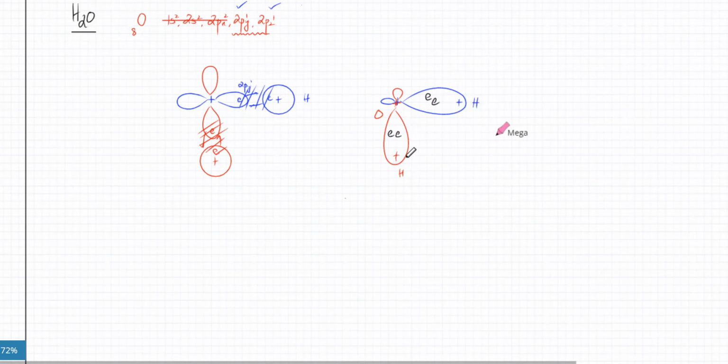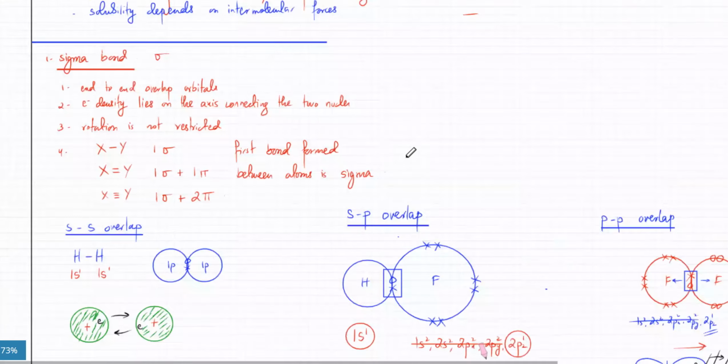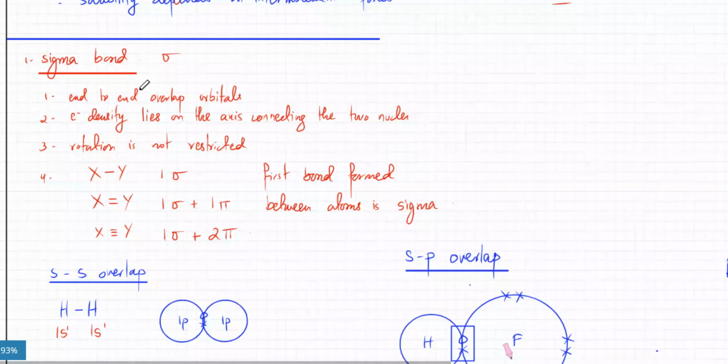So this is the last thing that we did, and we talked about sigma bonds. I told you that a sigma bond is an end-to-end overlap of orbitals. It's a sharing of electrons where the orbitals mix up, merge, and overlap end-to-end. The electron density lies exactly in the middle, on the axis connecting the two nuclei. We're not going to talk about rotation yet, but the fourth point is important: whenever two atoms bond together, the first bond is going to be a sigma. If they end up forming a double bond, then the second bond would be a pi bond. If they end up forming a triple bond, then the other two would be pi bonds.